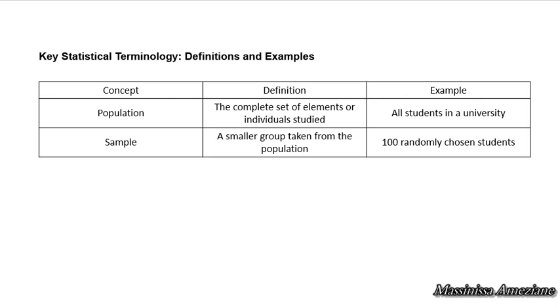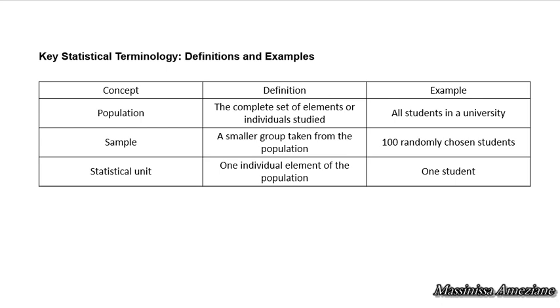Now the second concept is the sample. A sample is a smaller group or a subset of the population. It is a smaller group taken from this population. For example, from all those students, we choose randomly 100 students. These 100 students represent the sample.